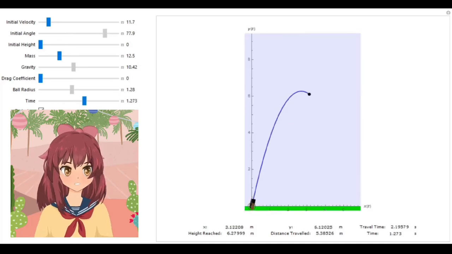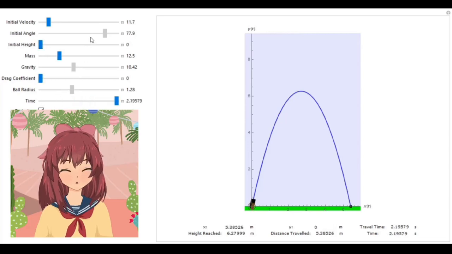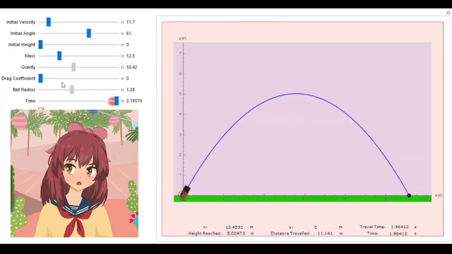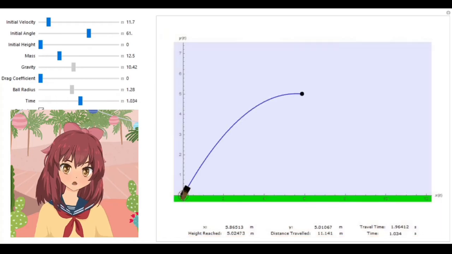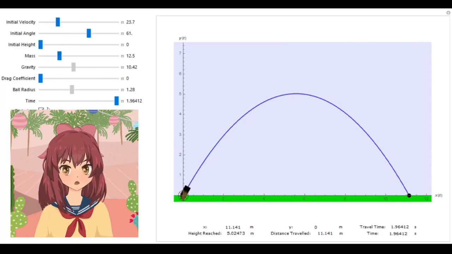Vertical motion of a projectile is not constant, that means vertical speed changes as it moves, and horizontal and vertical motion of a projectile are independent of each other. The path of a projectile is a parabola.